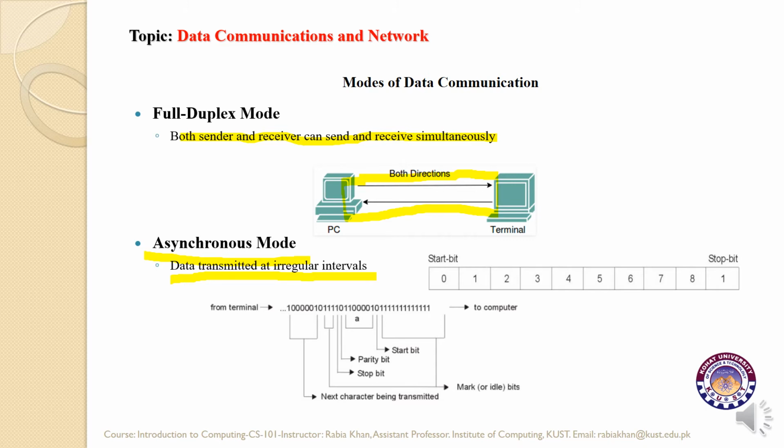So in the diagram you can see the start bit, which is generally a 0 bit, and the stop or ending bit, which is generally a binary 1. So this shows the receiving end when the bits are getting started and when they are getting stopped.